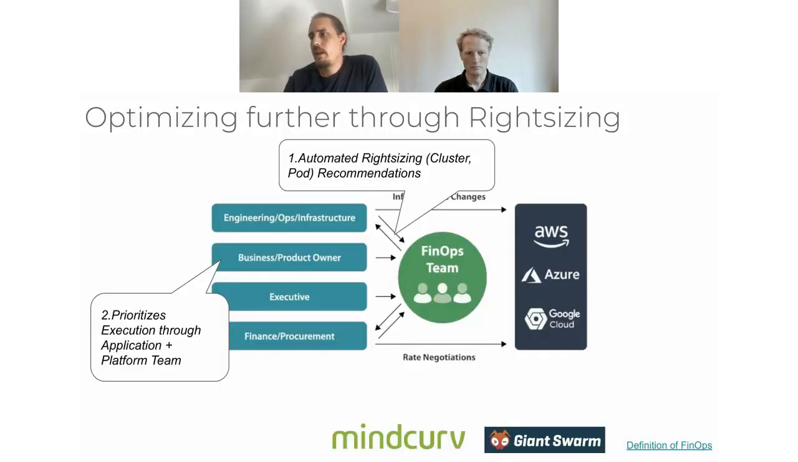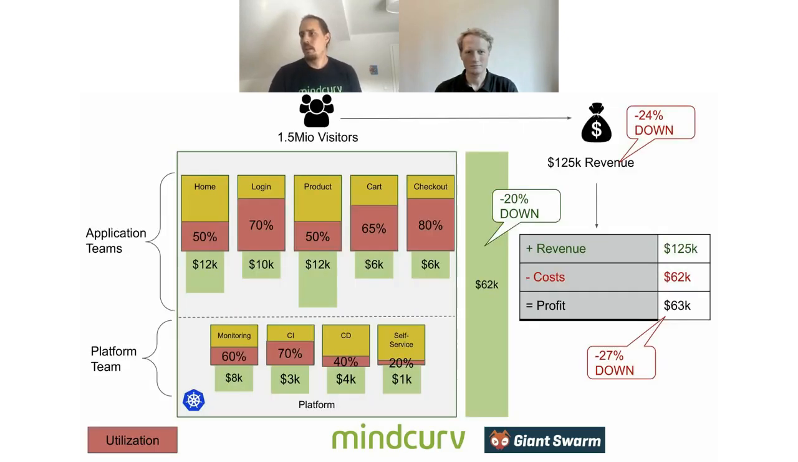So how can this look? You can come up with automated right sizing for cluster and pod recommendations. And again, the execution is prioritized by the application and platform team, by the product owners. He says, okay, very important initiative, we will do the right sizing, because we saw that optimizing the OpEx costs has a direct impact on business, so on our profit. So what happened here is that many of the services became cheaper. I don't have the individual callouts, but just believe me, I reduced all these numbers.